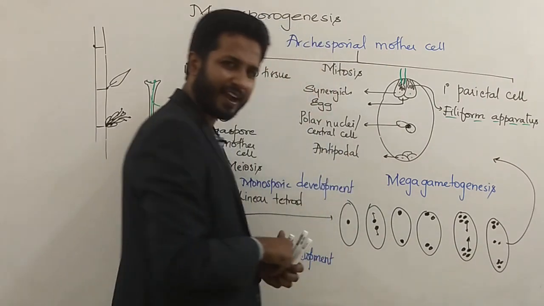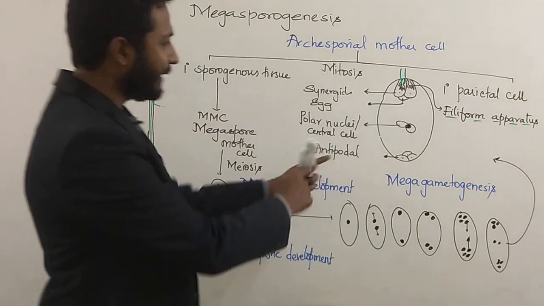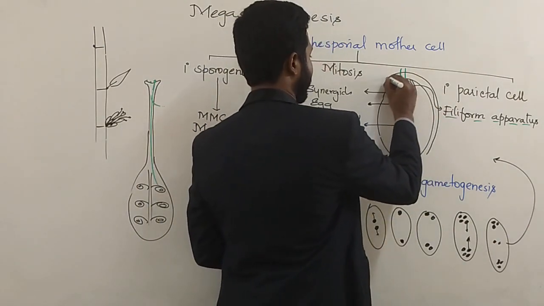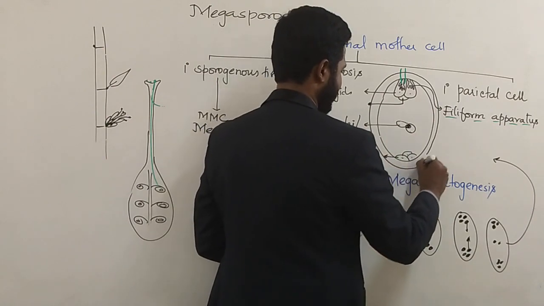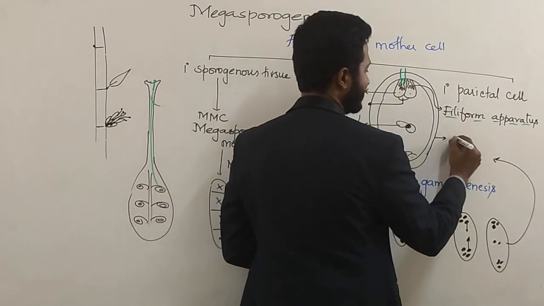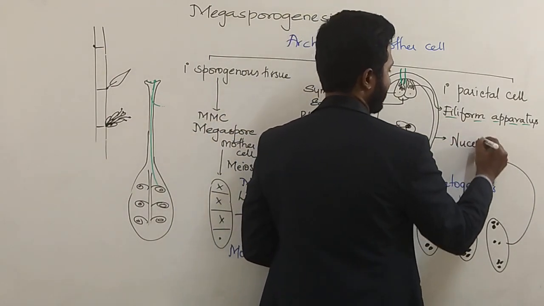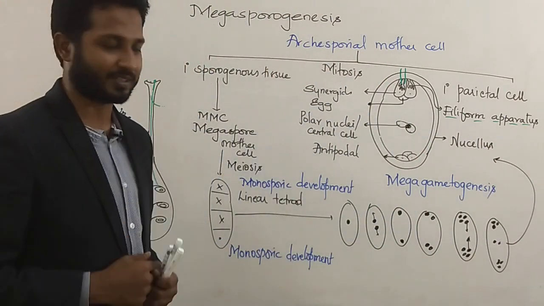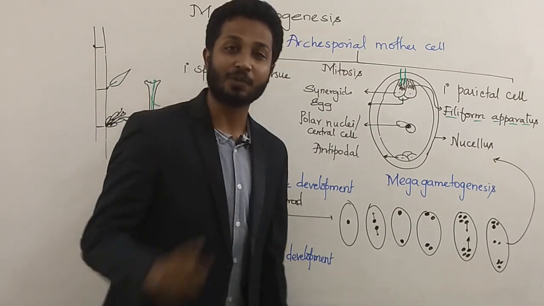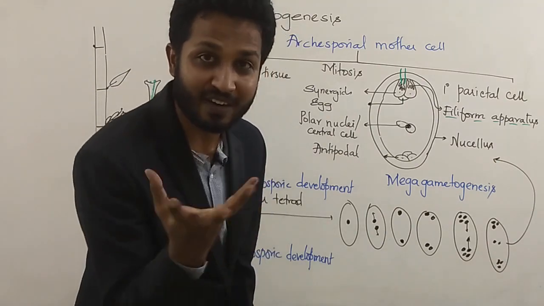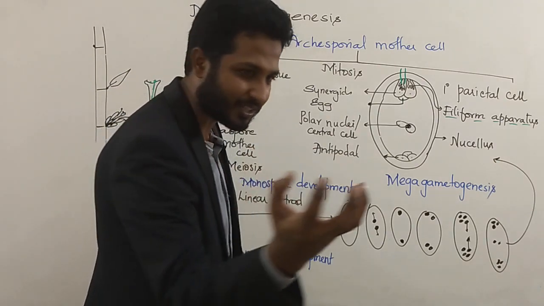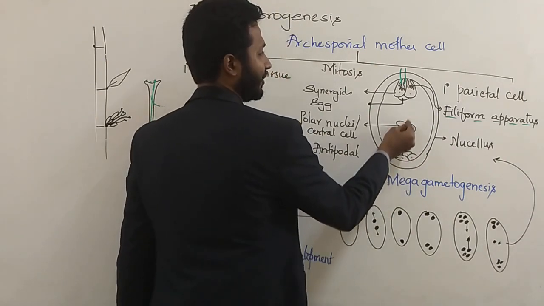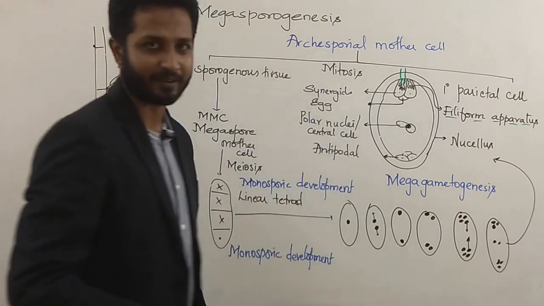What is the function of antipodal cells? See, antipodal cells will extract nutrition from the nutritive layer surrounding the embryo sac. What is this nutritive layer known as? It is known as nucellus. We already drew nucellus in the ovule structure. So nucellus is nutritive tissue which is filled with nutrition. This nutrition will be attracted by the so-called antipodal cells, and it will give it to the developing embryo sac.